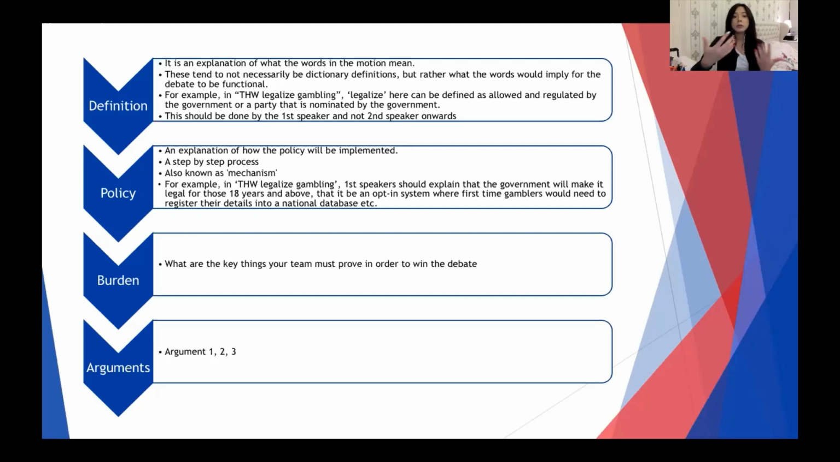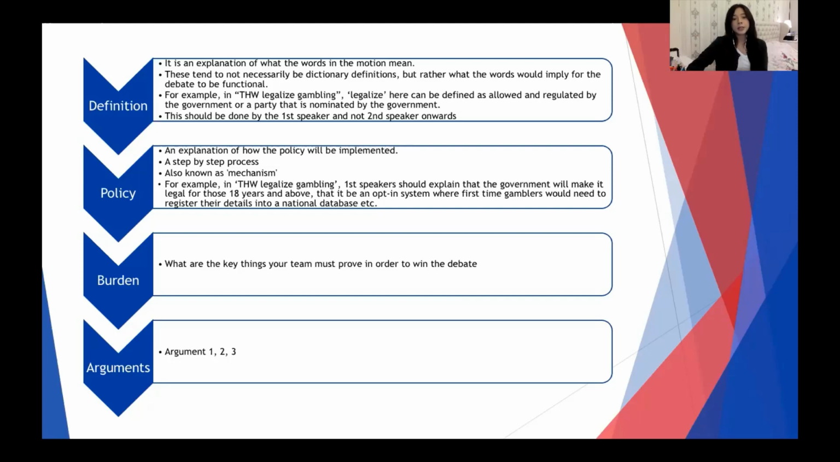You would need to maybe register your personal details into a national database so that the government has a track record of who are the people that are involved in gambling and what exactly is the demographic of people. So these are some of the step-by-step processes that you can include in your policy. So as you can see in the definition earlier on, I hinted at some of how that policy may look like. But as you actually go through the policy, you're going into even deeper detail as to how you imagine this policy to look like and how will it be played out. So that's what a policy would generally look like.